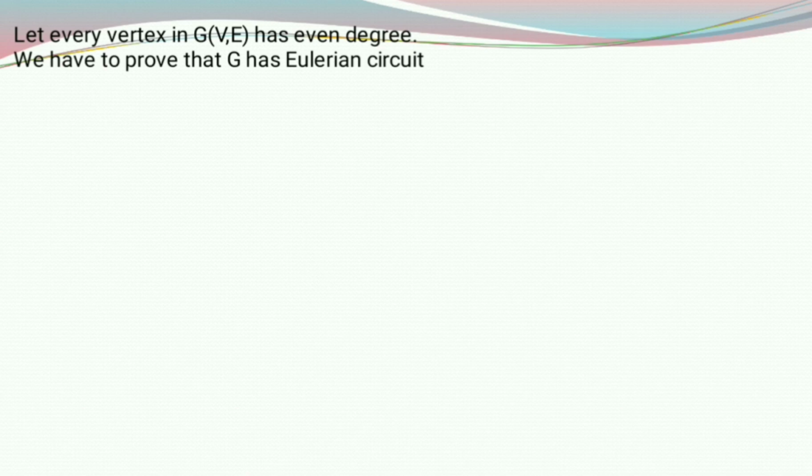Now let's do the converse of the theorem. Let us assume that G with V vertices and E edges has all vertices of even degree. We will prove that G has an Eulerian circuit. We will be using induction here, okay?